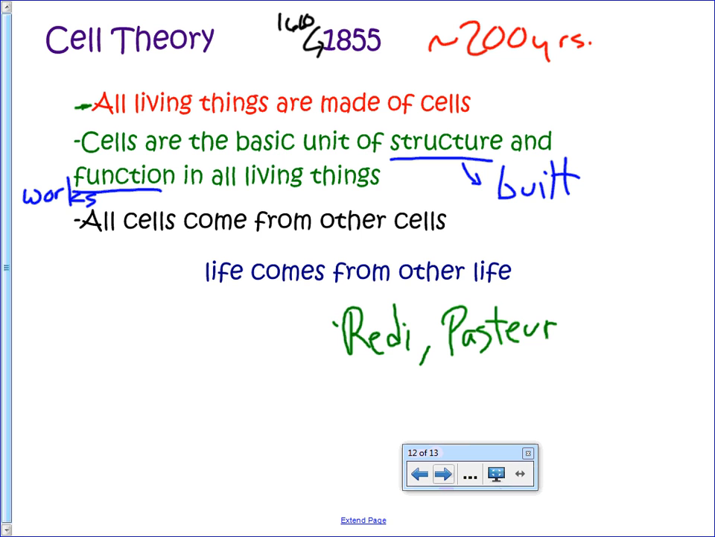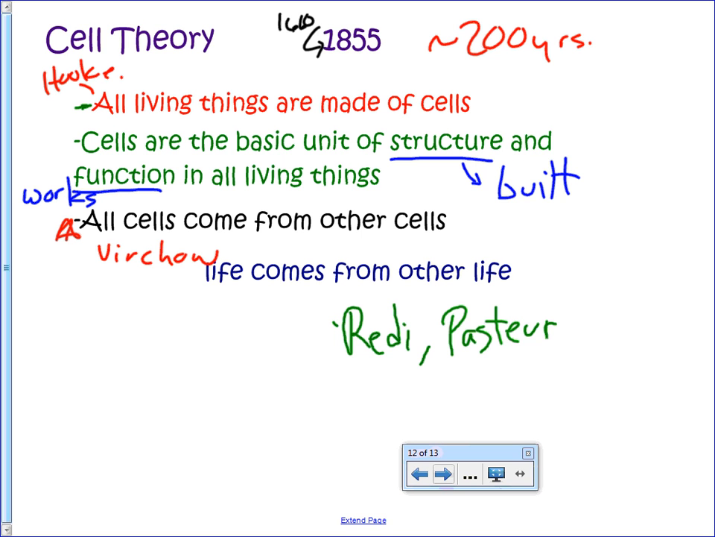So in order to breathe in air on a cellular level, you have muscles contracting to move your lungs, and you have oxygen going into the cells. So cells don't just make up our structure, but they also make us work. And then we have all cells come from other cells, which was, of course, Redi, Pasteur, Virchow.